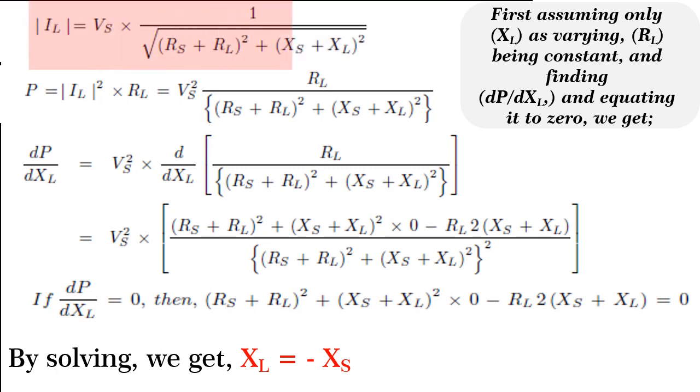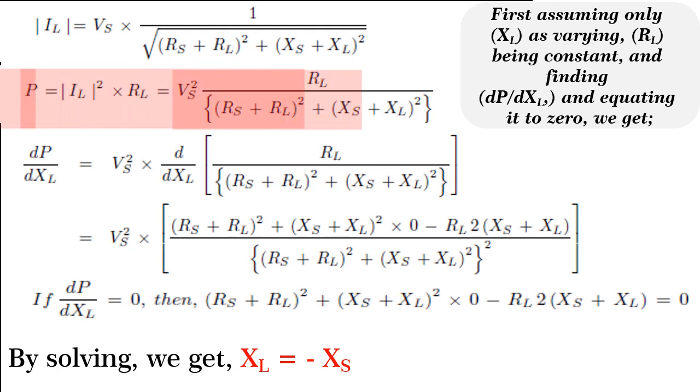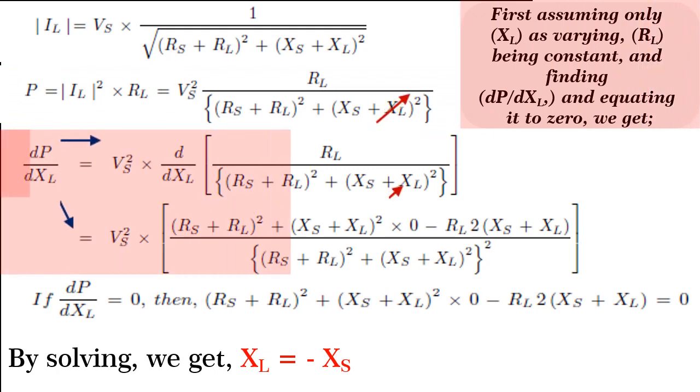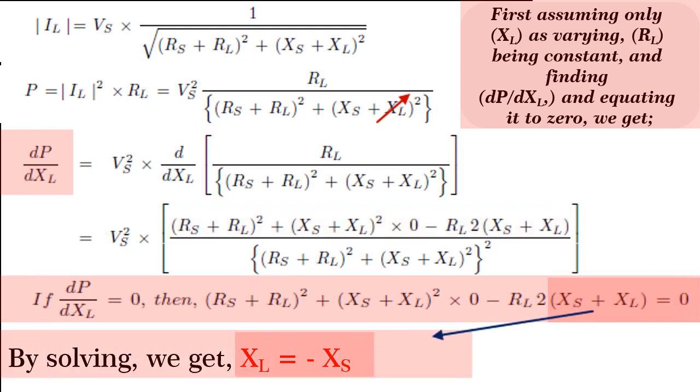Using the equation for mod IL, we know that P is equal to mod IL squared into RL. By substituting the values, we get the equation for power. First, assuming only XL varying, RL being constant, and finding dP by dXL and equating dP by dXL equal to 0, we get the condition XL is equal to minus XS.